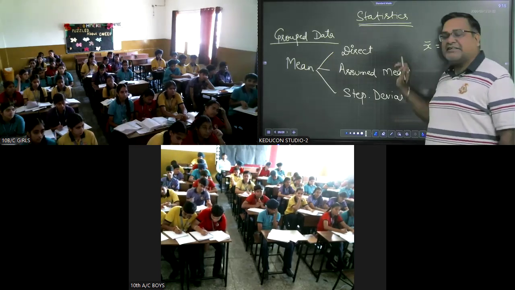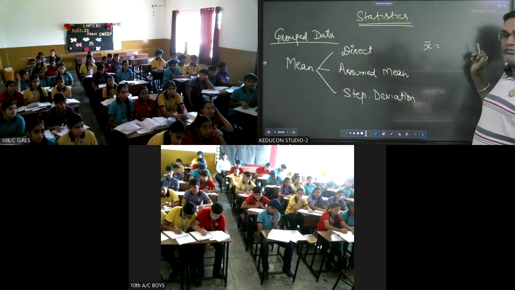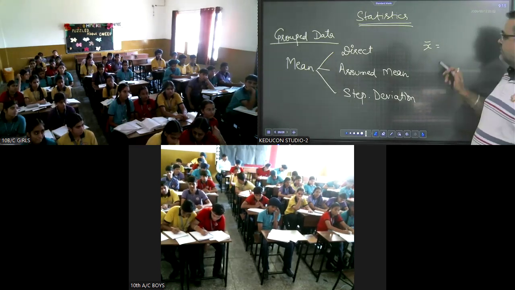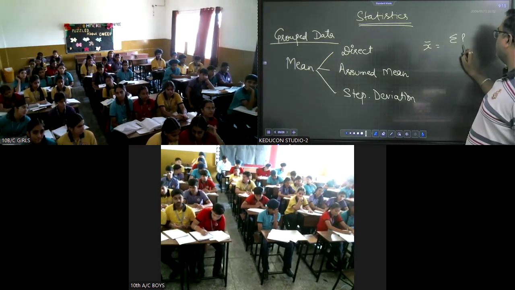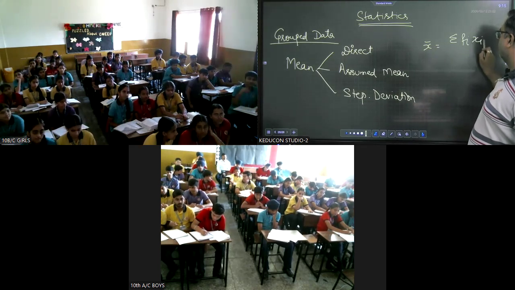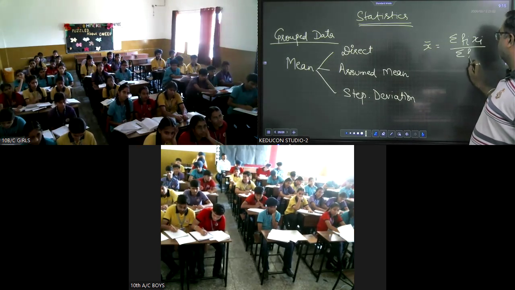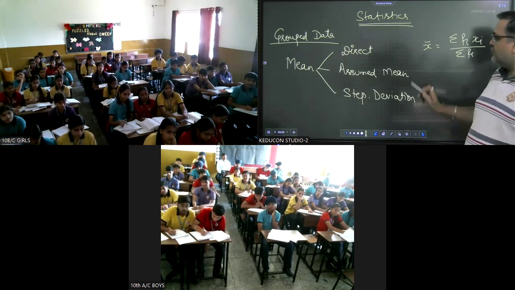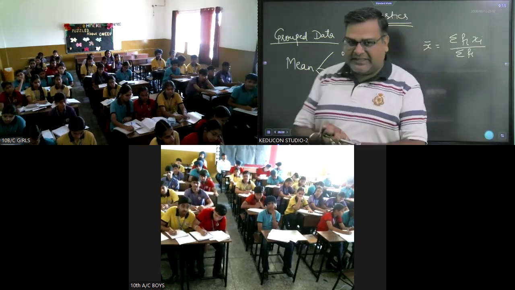So yes, students, direct method you know. What is the formula for that? Summation fi xi upon summation fi, right? So I'll explain to you what is the assumed mean method, students, right?